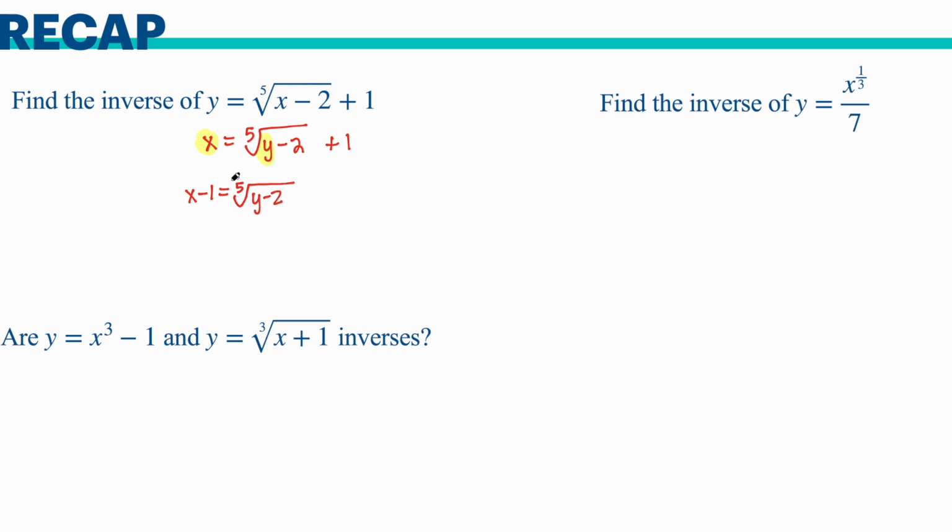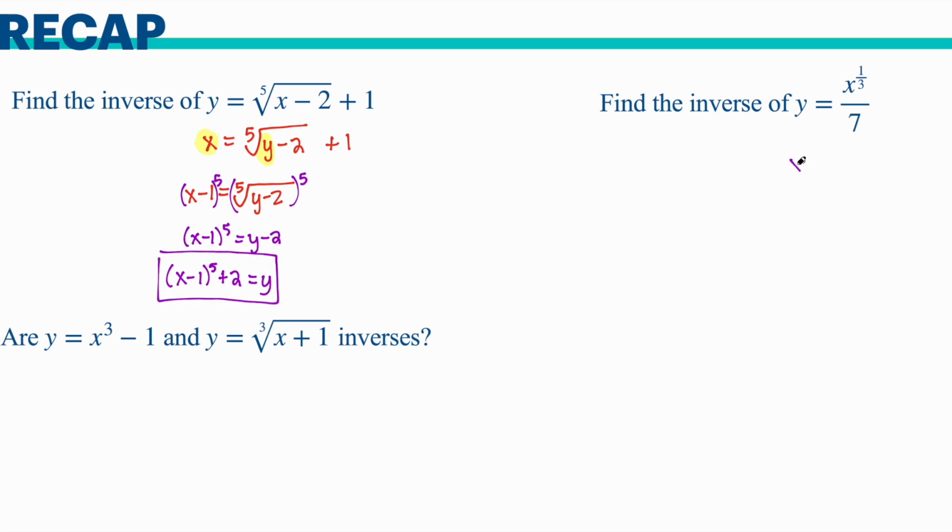Now, I can't get rid of the 2 yet. I got to get rid of the 5, which means I am going to raise both sides to the 5th. So I have x minus 1 to the 5th equals y minus 2. And last, I'm going to add 2, and that will be my answer.